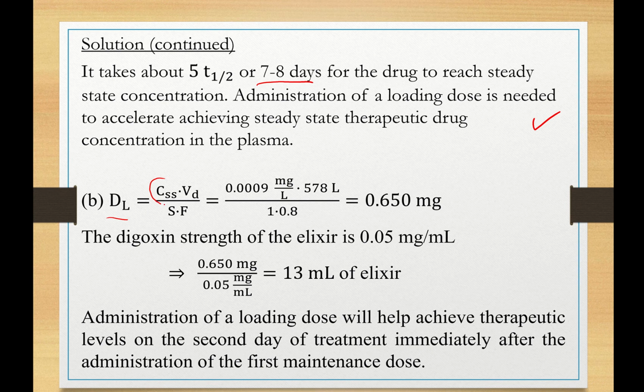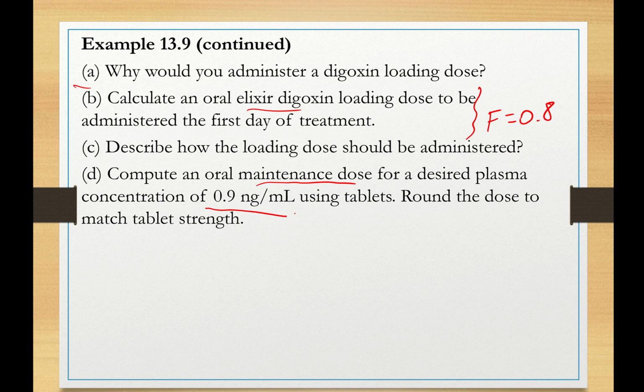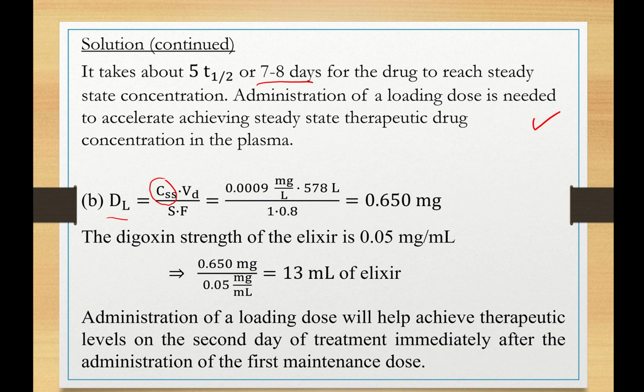CSS, that's the therapeutic levels, which was in nanograms per ml, right? So here it is, 0.9 nanograms per ml. And here I converted it into milligrams, so divided by 1,000, divided by 1,000,000. It divided by 1,000 because I converted this into liters. So again, let me just write it here. 0.9 nanograms per ml would be 0.9 micrograms per liter.